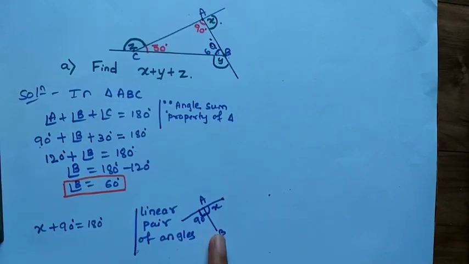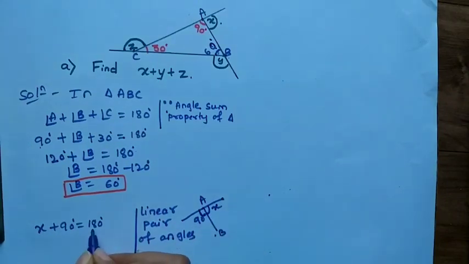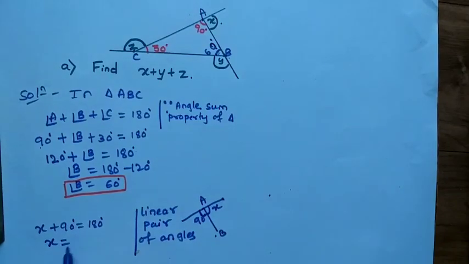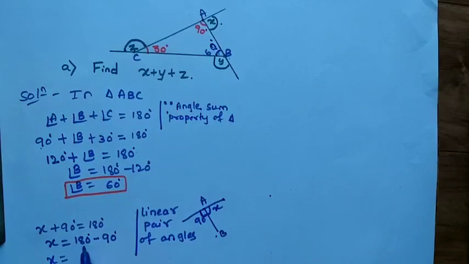Here this forms a linear pair of angles. So X and 90 degrees are adjacent angles whose sum is always equal to 180 degrees. So 90 degrees plus X equals 180 degrees. We have to find the X value, so keep X as it is. When 90 degrees goes to the right hand side, plus 90 degrees becomes minus 90 degrees. So X is equal to 180 degrees minus 90 degrees, which is again 90 degrees.